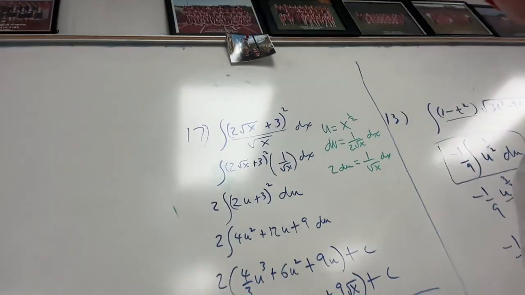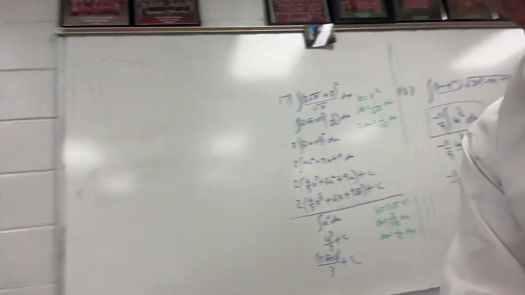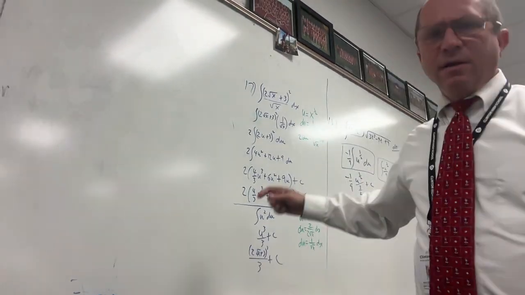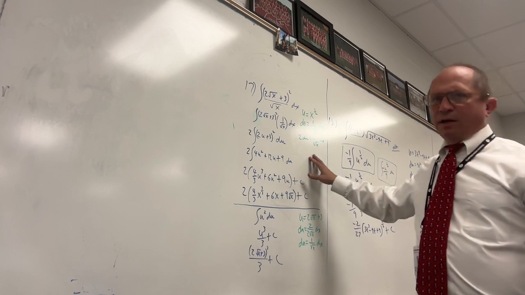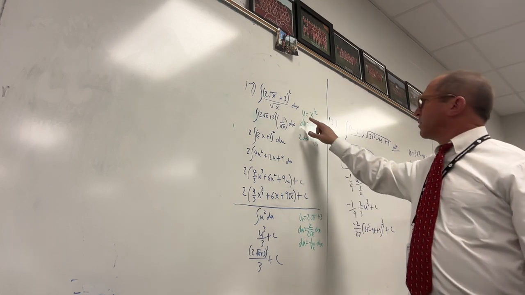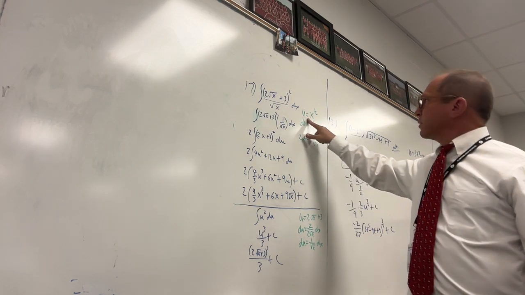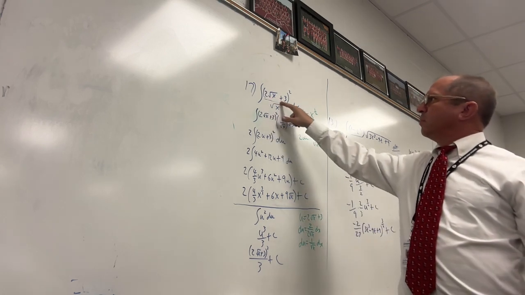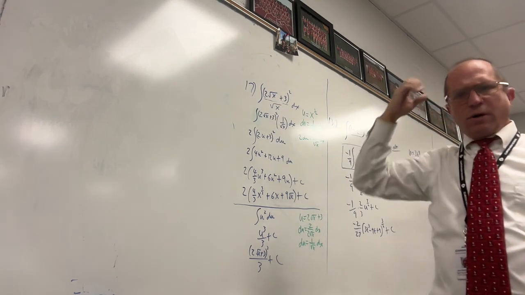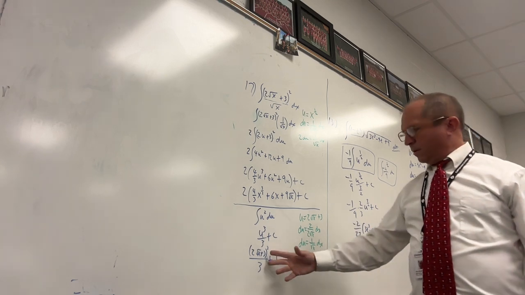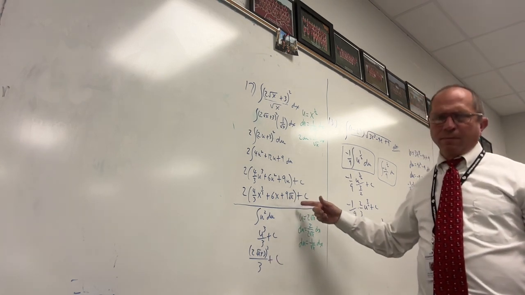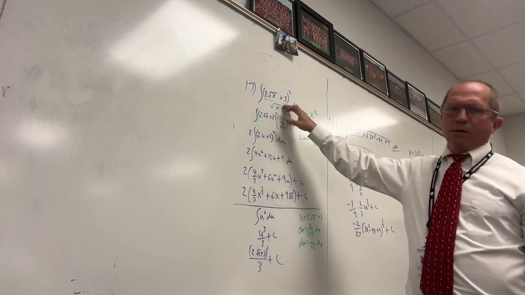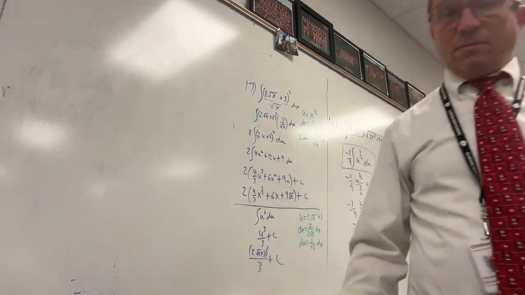we have problem 17. But problem 17, I worked it two different ways. I worked it with two different u values. Here I have u equal to the square root of x, and here I have u equal to this numerator before I squared it. So the answers look different, but if you took the derivative of both of them, you would come back up with that as the solution.